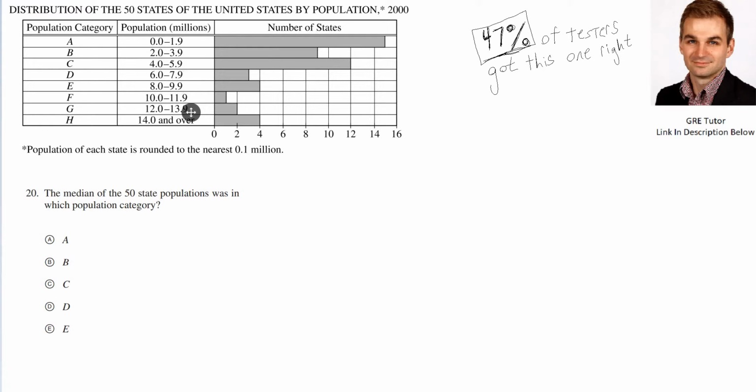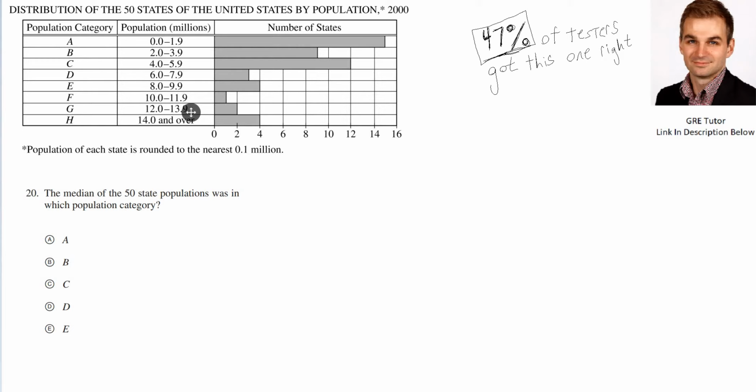Okay, so this is going to give you the distribution of the 50 states of the United States by population in 2000. So these are placeholders, this A, B, C, D, E, F, G. This is actually giving you information about what the population was in a broad way. And then this is giving you the number of states that fit within these categories. So for example, 15 states had a population of 0 to 1.9 million in 2000. 9 states had a population of 2 to 3.9 million, and so on and so forth. Okay, so that's the information that the chart is trying to give you.